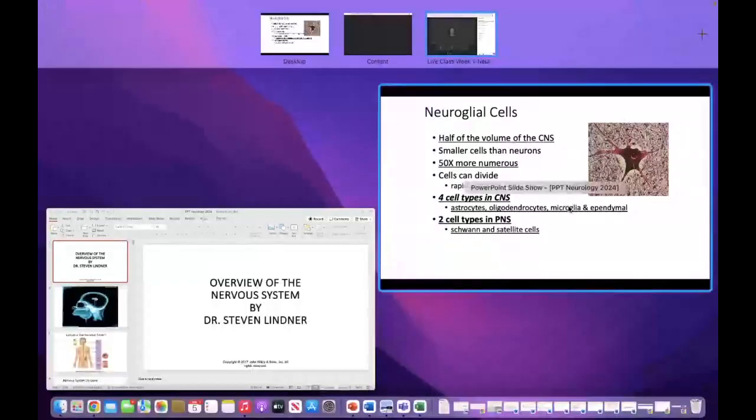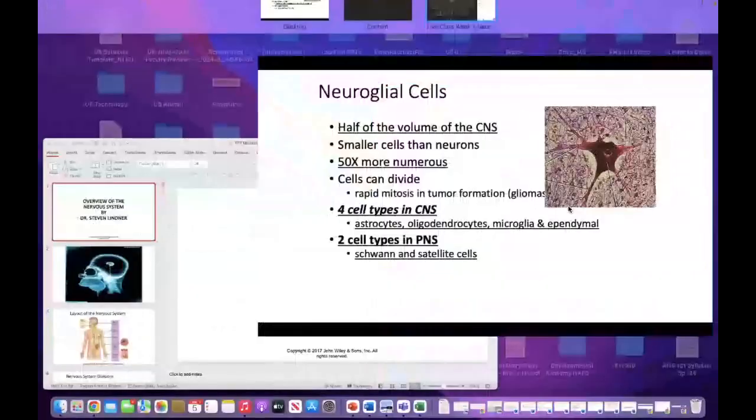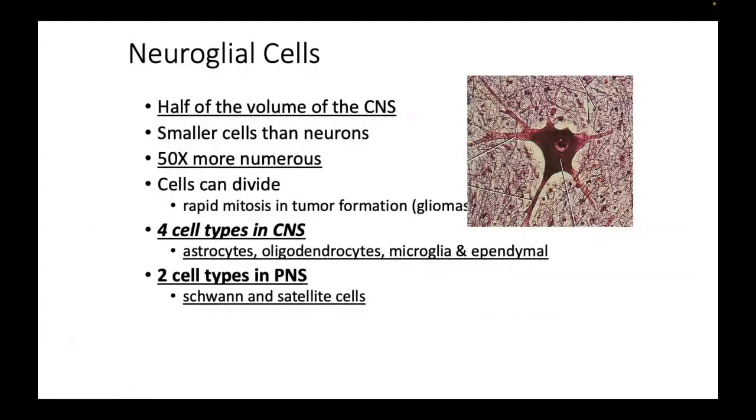Hi, class. We are still on neurology, and the next section that we're going to be talking about is the neuroglial cells. I have some videos that talk about the neuron. We talk about the structural classification, the functional classification. Remember, structurally, it was unipolar, bipolar, and multipolar. And functionally, there were sensory neurons, motor neurons, and interneurons.